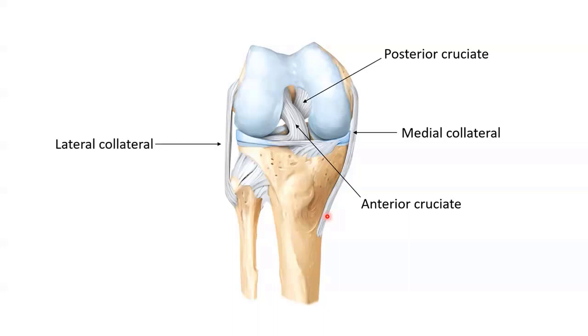Our lateral collateral ligament, which can also be referred to as your fibular collateral ligament, is a strong rounded ligament, obviously on the lateral surface of the knee. It runs from your lateral condyle of the femur to the head of the fibula. This ligament strengthens the lateral aspect of the joint and is covered by the tendon of the biceps femoris muscle, which is one of your hamstring muscles.